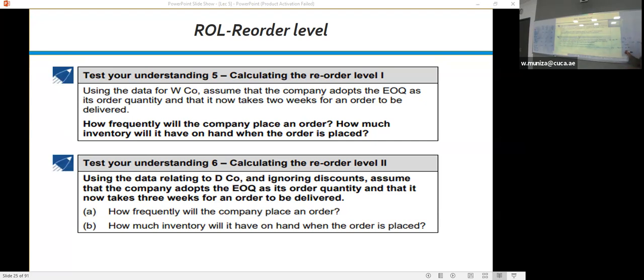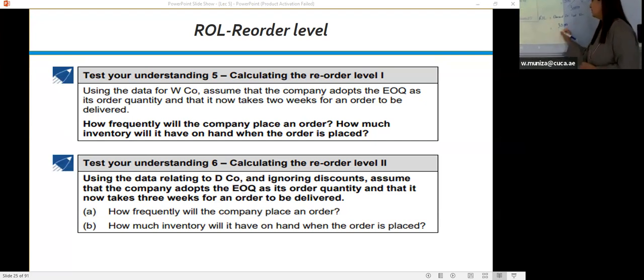What is the demand? What is the annual demand? 30,000. This is for how many weeks? 52, we consider 52 weeks in a year. And what is the lead time? How many weeks? 2 weeks. This will be your reorder level. 1154 units must be in the inventory at which time you must place an order. So how frequently? After every 38 days. Got it? Now try the next question.